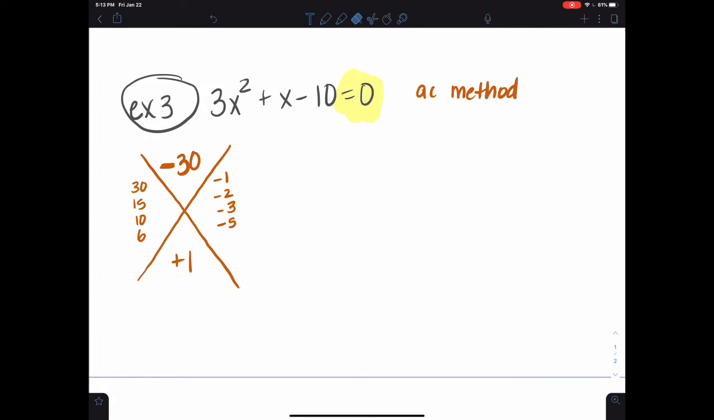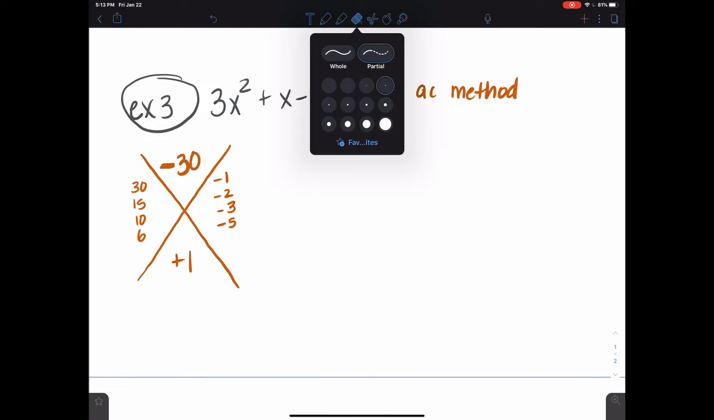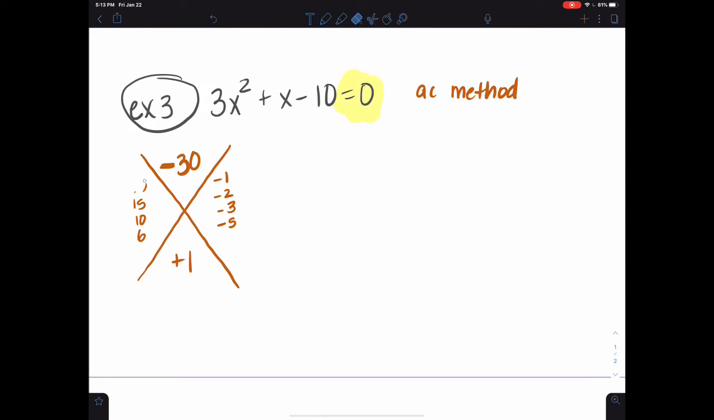30 and 1 doesn't work. We won't end up with a positive 1 when adding them together. 15 and 2. I'm either going to get 13 or negative 13, so that won't work. With 10, I'm going to get positive 7 or negative 7, still not going to work. So the magic combination is 6 and 5.